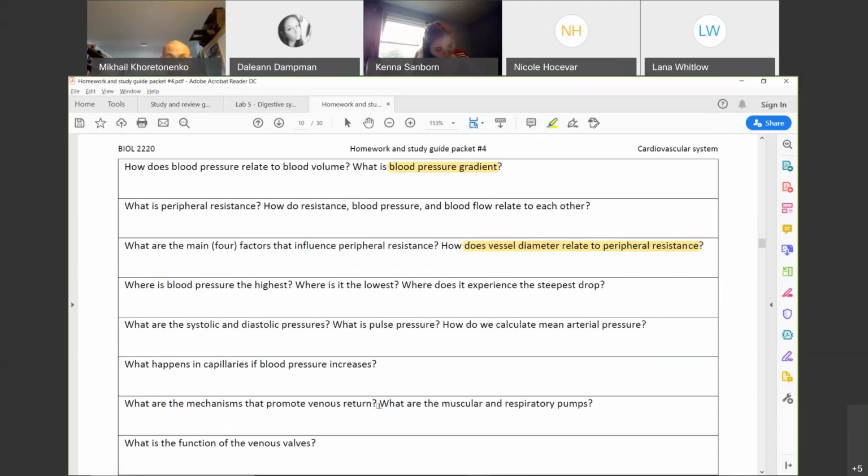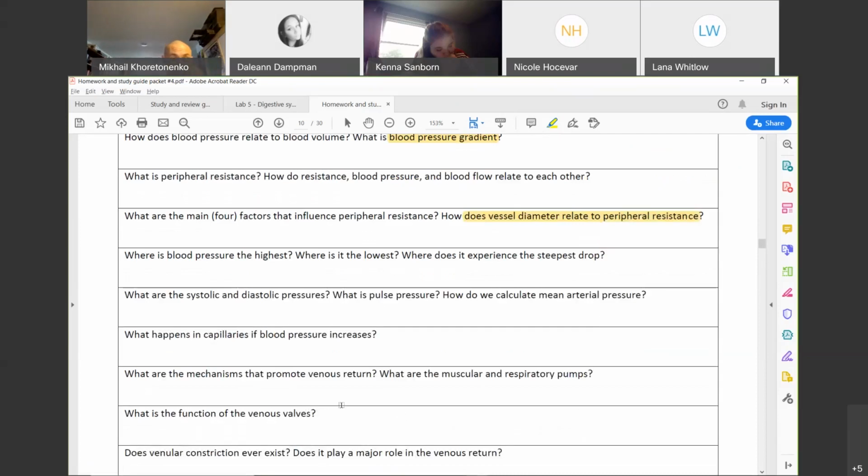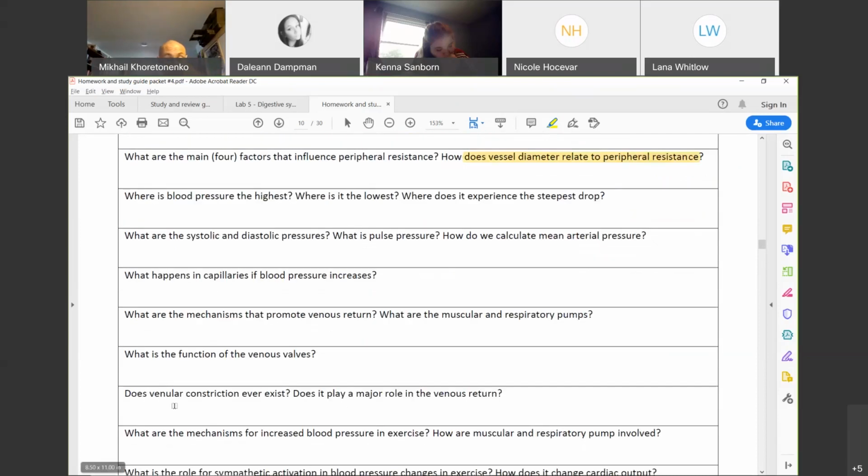Mechanisms that promote venous return: muscular pump, respiratory pump. We already described them. Muscles squeeze veins, pumping the blood out. You inhale, expand your chest, blood goes up. Function of venous valves is to prevent the backflow. Venular constriction does exist. It does not play a major role in the venous return.